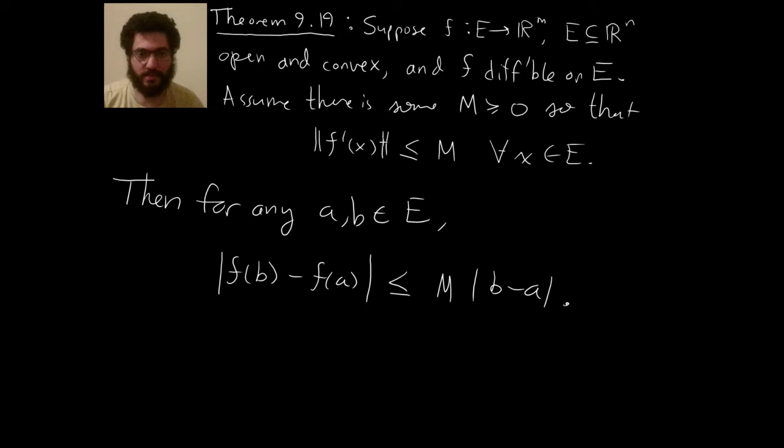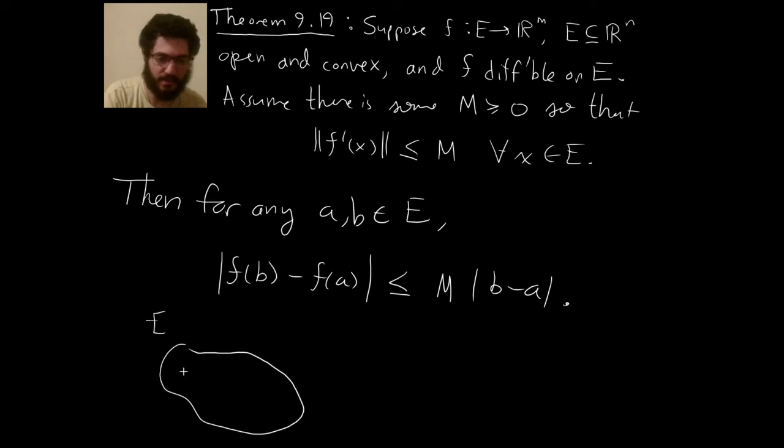So changes in f can only be so drastic given changes to the input. So if you have E here, and you take two points A and B, then f can only change its value so much from A to B. It's limited by both M and the distance between A and B.